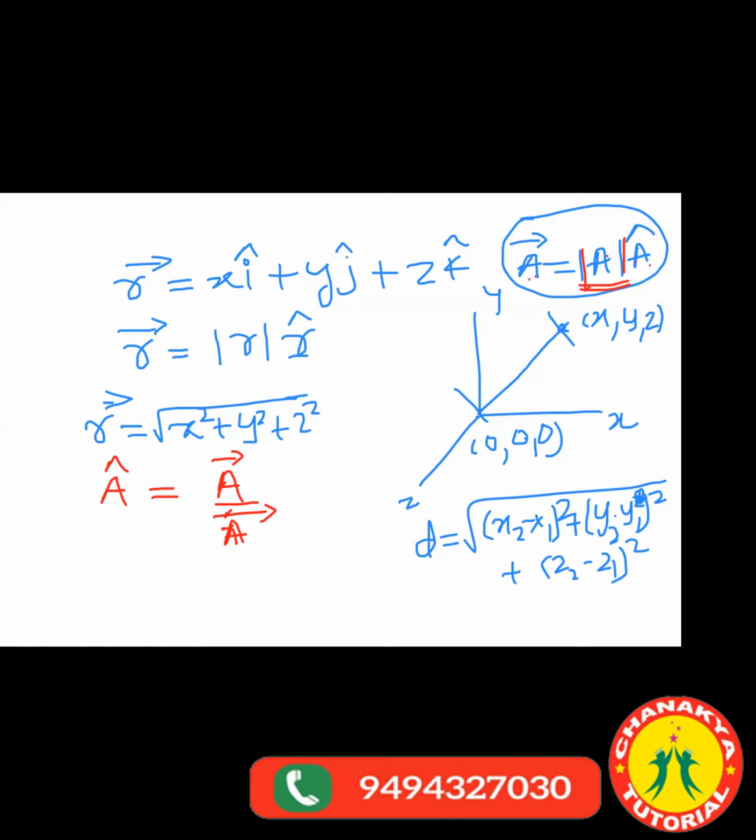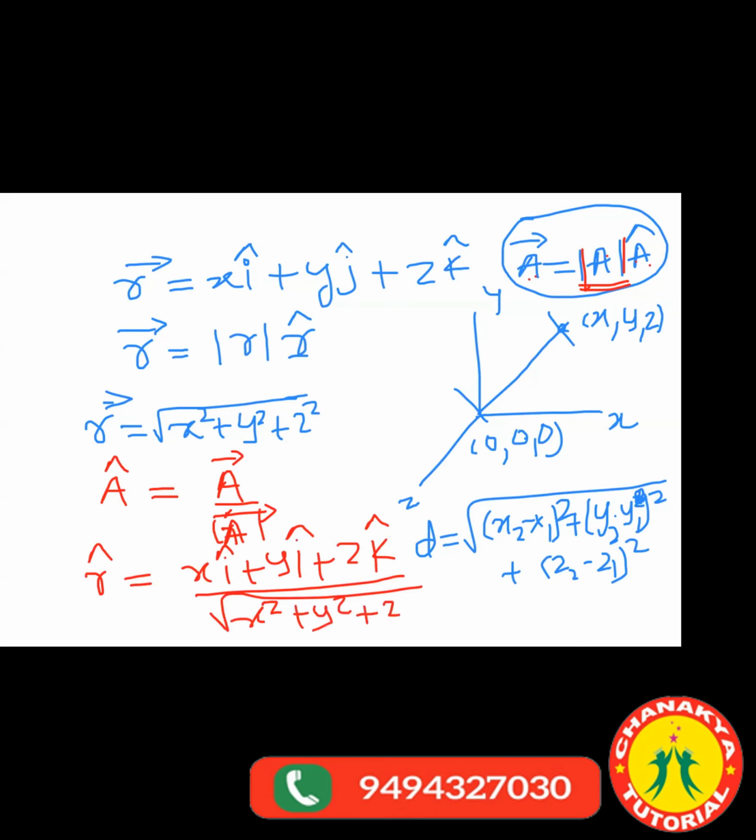So now here in our case, what will be my R cap? The vector, xi plus yj plus zk, whole divided by magnitude of it. What will be its magnitude? Under root x square plus y square plus z square. See, now if I multiply the magnitude and its direction, I am getting my vector r.